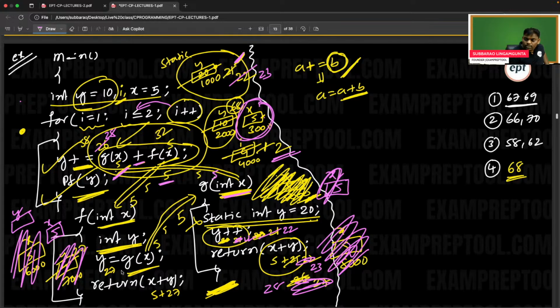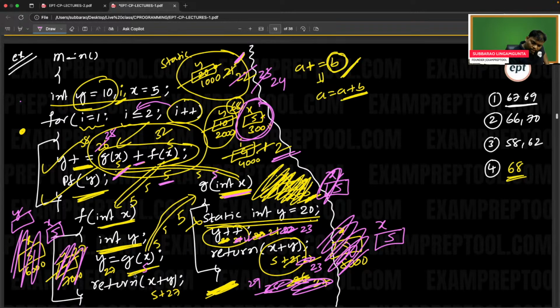Next one, y is equal to g of x. X value 5 going, so 5 came here. Again x memory will allocate 5. Static into y, skip it. Y plus plus, I think it is 23 plus plus 23. After that line 24, 5 plus 24, 29.